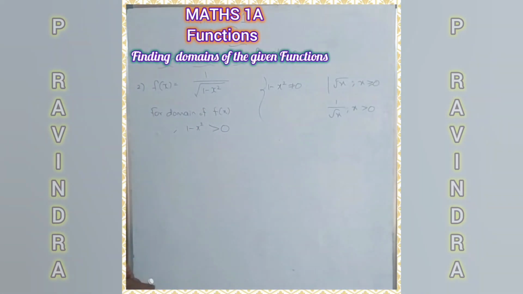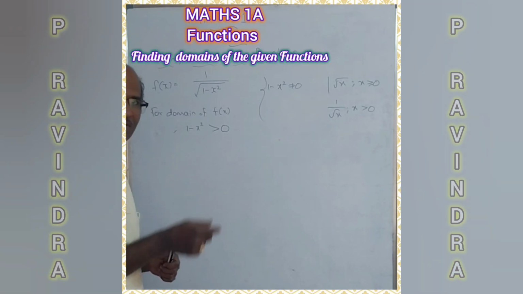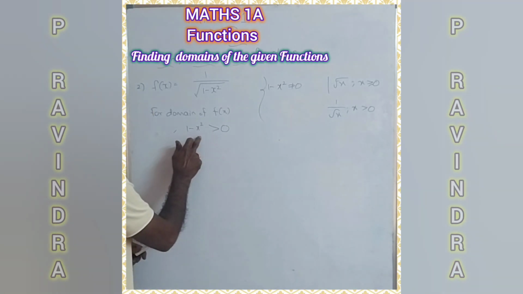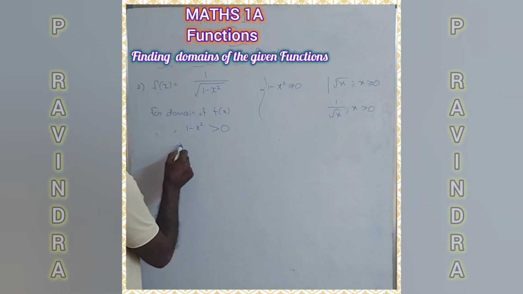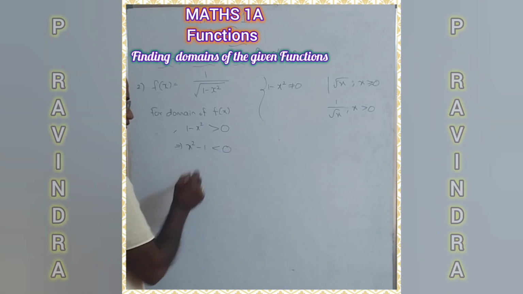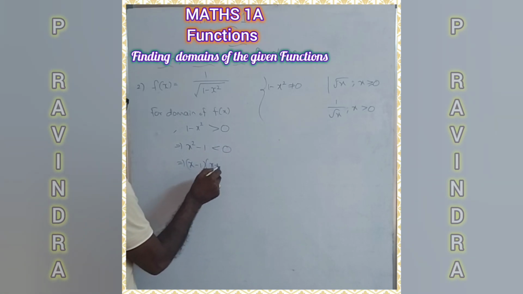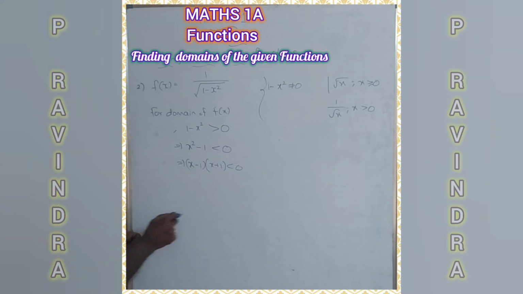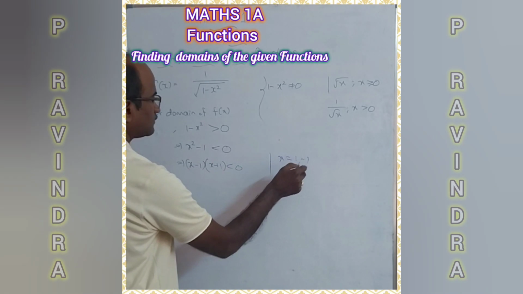Now how to write the values of x? See always, it's a quadratic. X square means it's a quadratic. So make x square coefficient always positive while deciding the answer. So you can write it as x square minus 1. You have written reverse, now becomes less than 0. Factorizing, x minus 1 into x plus 1 less than 0. Okay, therefore the roots will be here 1 and minus 1.